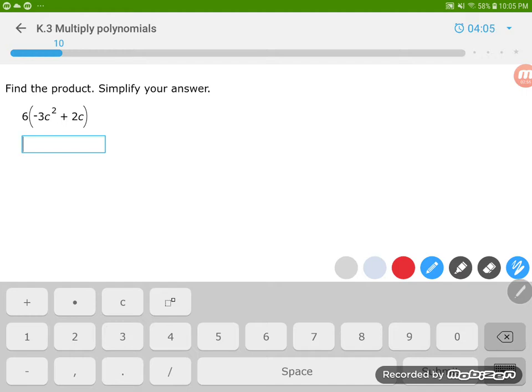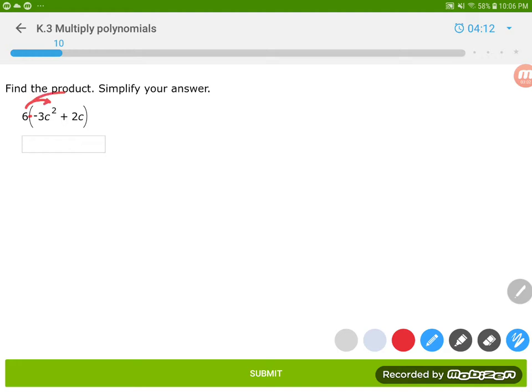Alright, so same deal here, except now when we have a number that's multiplying outside the parentheses, remember we have to distribute this. So this 6 is going to multiply first the negative 3c squared, and then it's going to multiply the 2c. So this will equal 6 times negative 3 will be negative 18. And then c squared, notice there's just the c squared. I didn't have any c's with my 6, so I just have c squared right there.